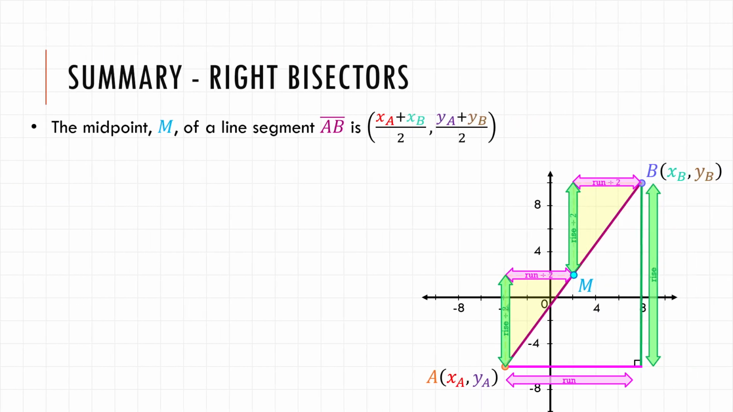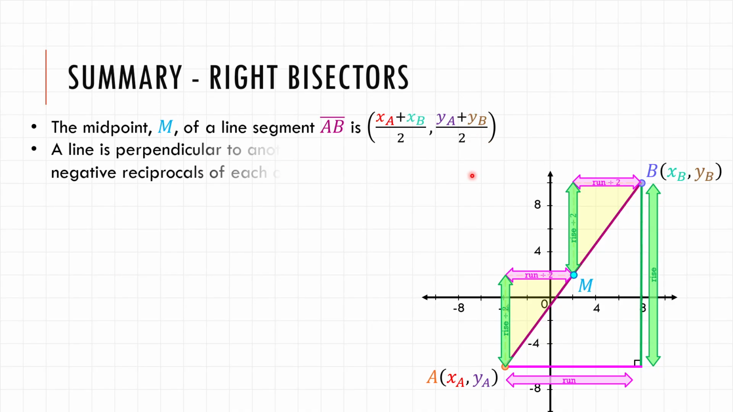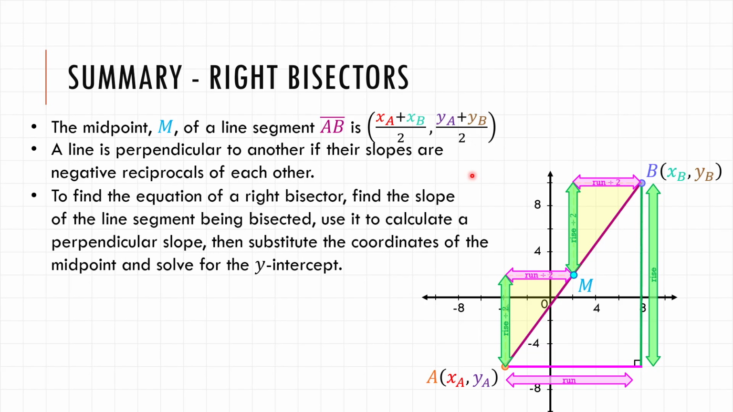In a nutshell, the midpoint of a line segment is pretty easy to find. You just average the x-coordinates of the endpoints and the y-coordinates of the endpoints as well. A line is perpendicular to another line if their slopes are the negative reciprocals of each other. If you're looking for the equation of that right bisector, you just find the slope of your original line, rise over run. You make it its negative reciprocal to find the perpendicular slope, and then substitute in the point M for x and y to find out exactly when it's going to reach the midpoint.